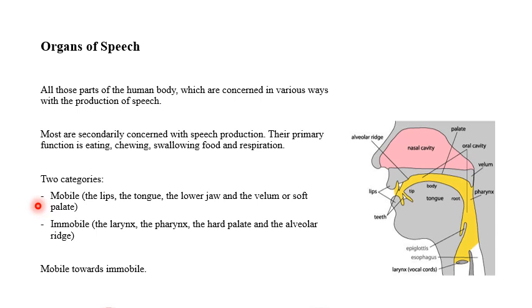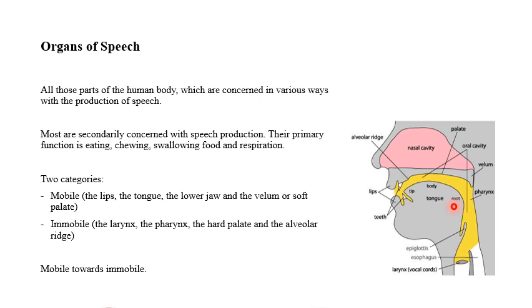And what do we mean by mobile? These are organs that are active and organs that can move. These organs include the lips, the tongue, the lower jaw, and the velum or the soft palate. Okay, if you look at this illustration, these are the lips, and this is the tongue, and here lies the lower jaw, and this is the velum or the soft palate.